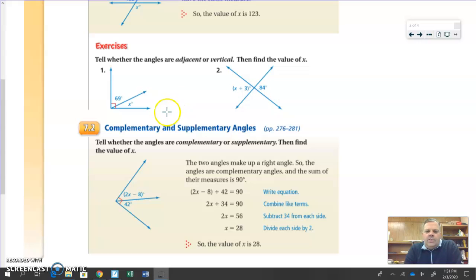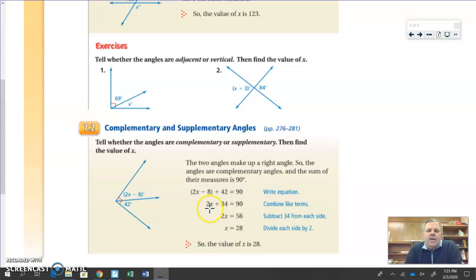Our next example deals with complementary and supplementary. Complementary angles add up to 90 degrees. Supplementary angles add up to 180 degrees. You can see in this example that they have 2x minus 8 plus 42 will equal 90. I can combine the 42 and the minus 8. I will get 34 because those are like terms.